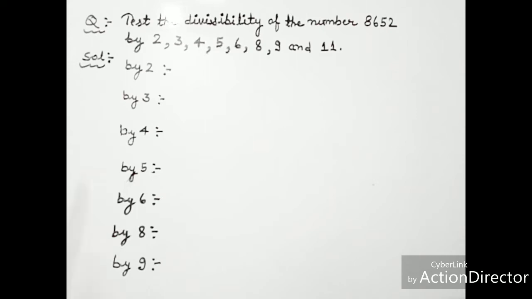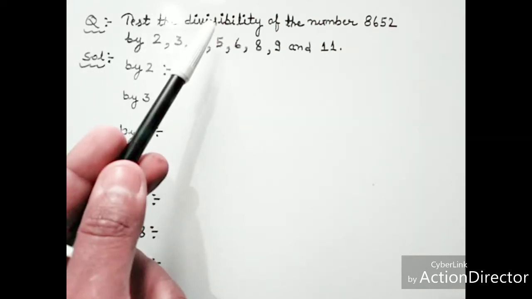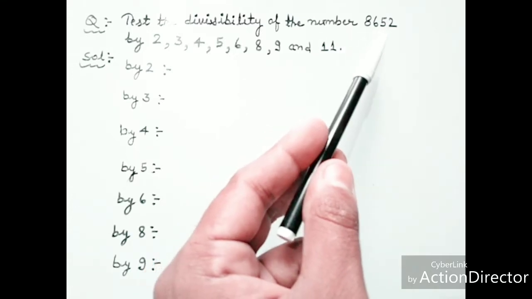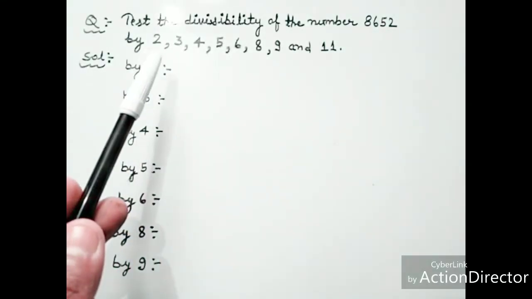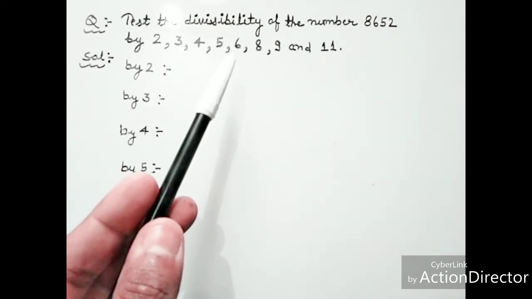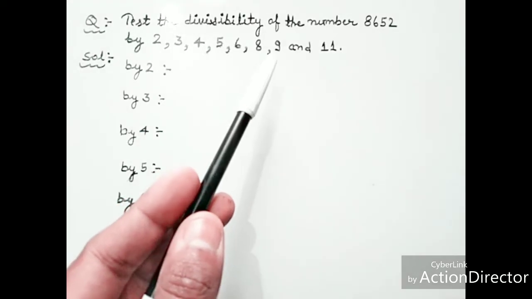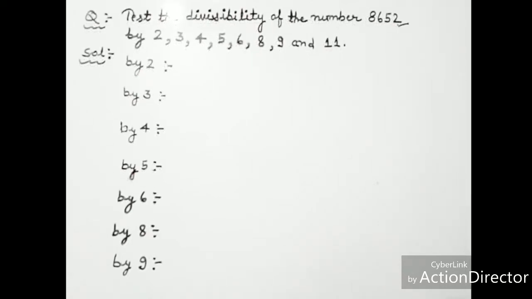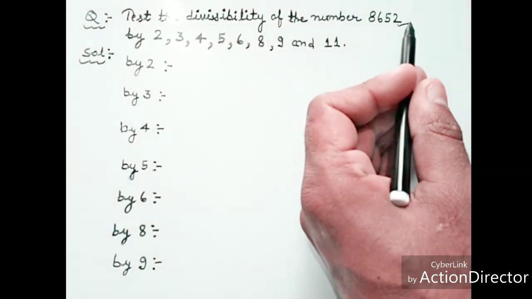Here is question number 1: test the divisibility of the number 8652 by 2, 3, 4, 5, 6, 8, 9 and 11. First we check divisibility by 2. The divisibility rule of 2 says that if the unit digit of a number is even, then the whole number is divisible by 2. So here the last digit is 2.